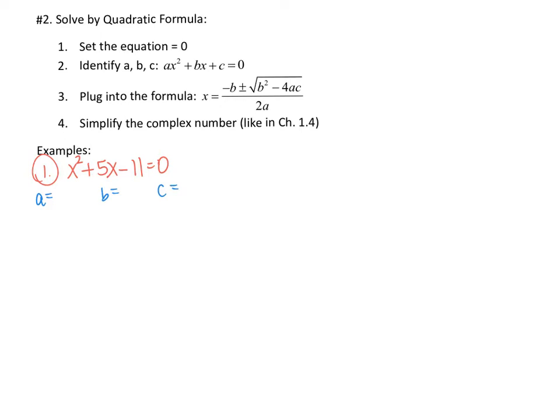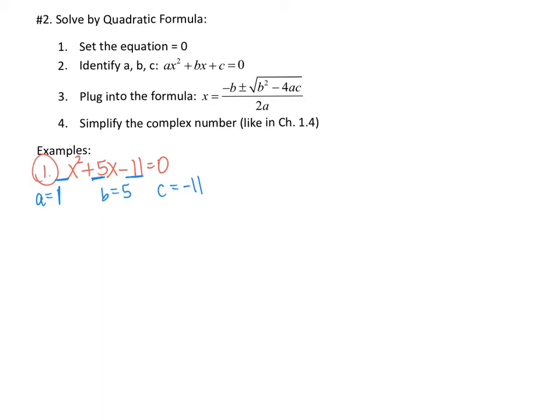My a is going to be the number in front of the x squared. If there's no number there, it's a 1. The b is the number in front of the x, a 5. The c is the constant, or the number that does not have a variable. So that's going to be negative 11. Once I've identified the a, b, and c, now I'm going to plug into the formula.